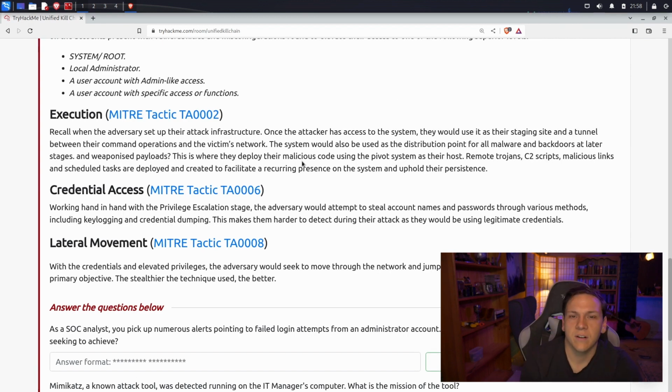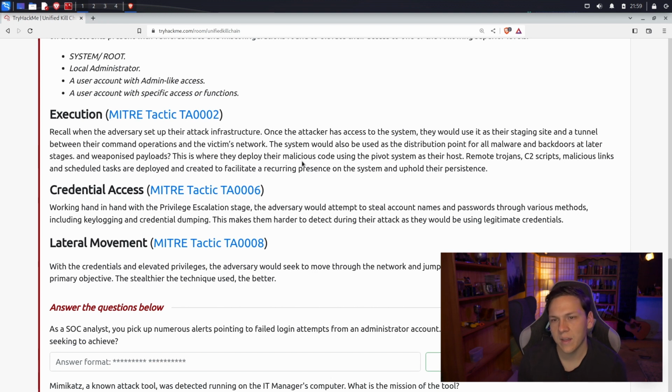Recall when the adversary set up their attack infrastructure. Once the attacker has access to the system, they would use it as their staging site and a tunnel between their command operations and the victim's network. The system would also be used as the distribution point for all malware and backdoors at later stages and weaponized payloads.